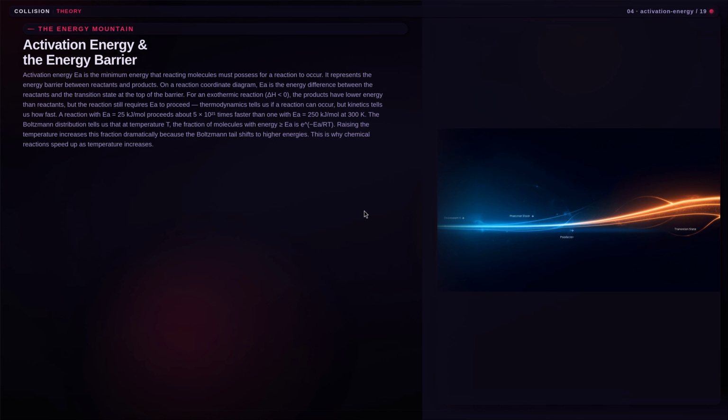A reaction with activation energy of 25 kilojoules per mole proceeds about 5 times 10 to the 21st power faster than one with 250 kilojoules per mole at 300 Kelvin. The Boltzmann distribution tells us that at temperature T, the fraction of molecules with energy at least Ea is e to the negative Ea over RT. Raising the temperature increases this fraction dramatically.